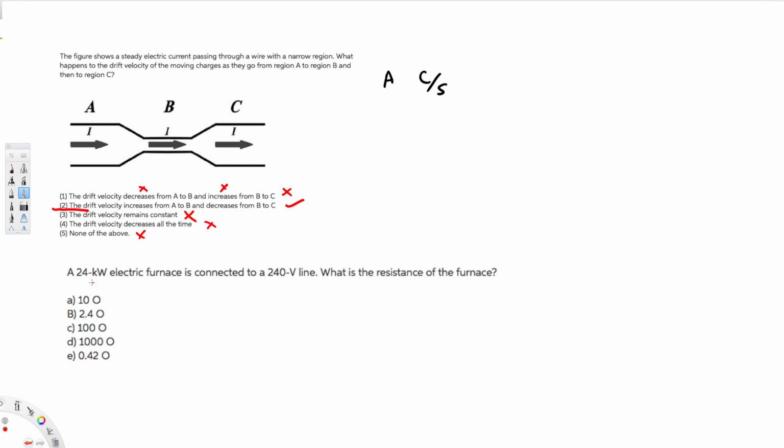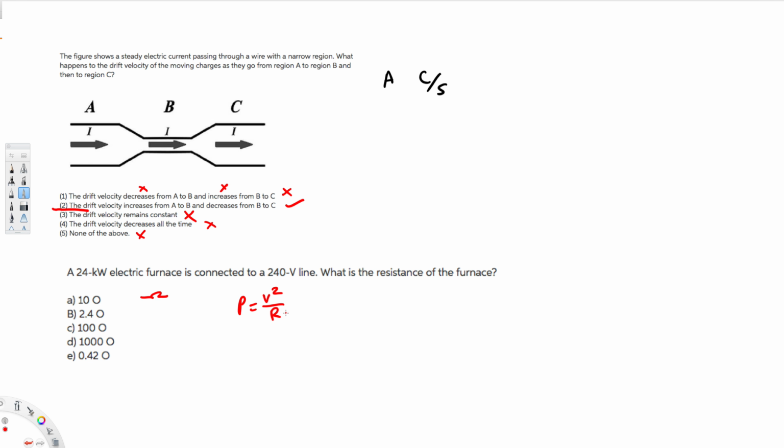The second question is saying a 24 kilowatt electric furnace is connected to a 240 volt line. What is the resistance of the furnace? This Ω represents ohm. We know that the ohm unit is like this. That is what this one represents. So when we have power and volts, we can use this equation: P is equal to V squared over R.